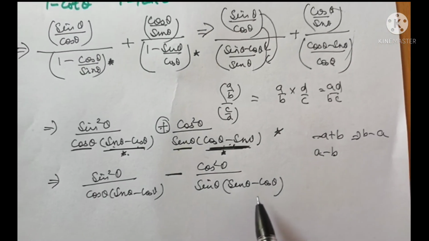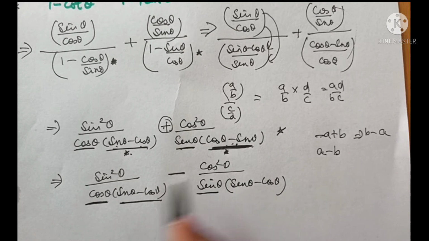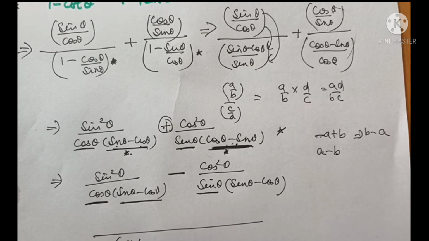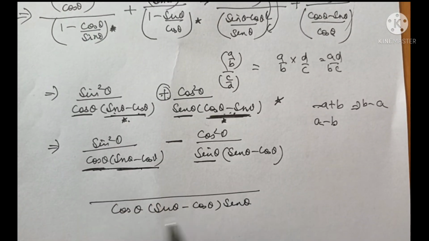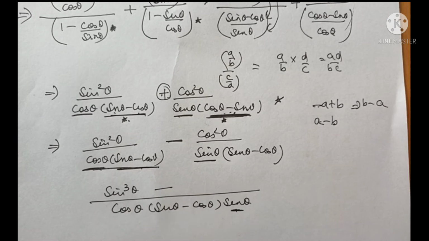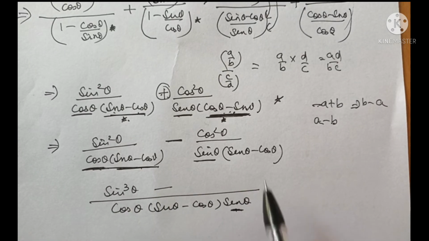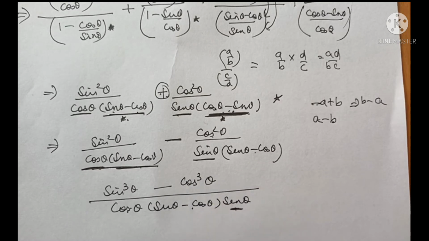Okay, so this is how I have got this step. Now I am left with three terms, cos theta, sin theta minus cos theta, and sin theta. So my LCM is of these three terms. In the first term, these two are already there, only sin theta is not there. So let me multiply sin square theta with sin theta, I get sin cube theta. Now here, sin theta is already there, sin theta minus cos theta is already there, only cos is not there, so I will multiply this with cos theta, I get cos cube theta.